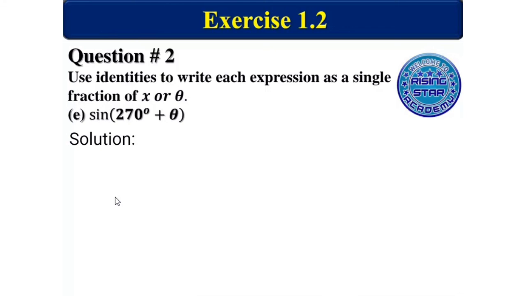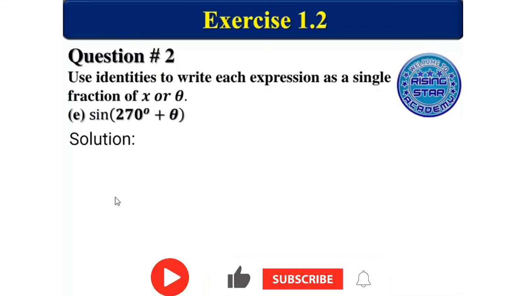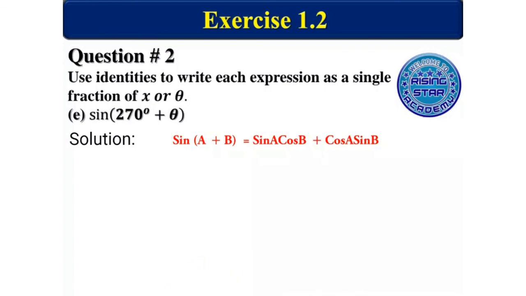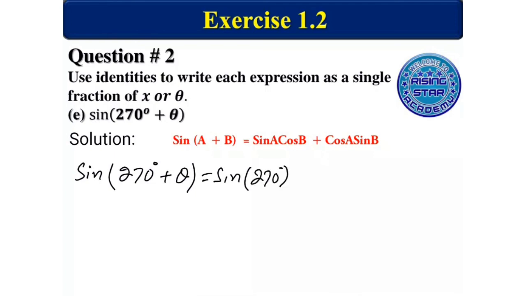In part E we have sine of 270 plus theta. So we will apply the sine of A plus B identity. Sine of 270 plus theta is equal to sine of 270 into cos of theta plus cos of 270 into sine of theta. I will check the calculator by finding the value of sine 270 and cos 270.